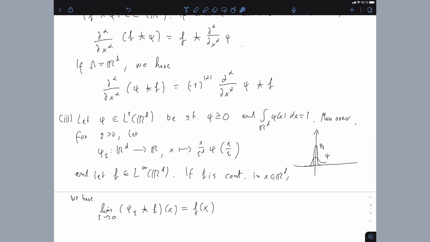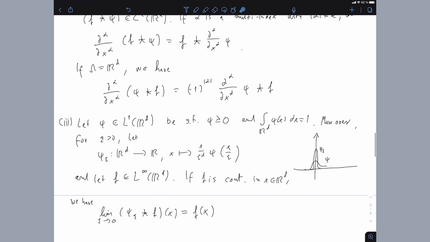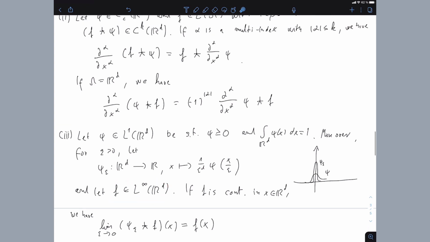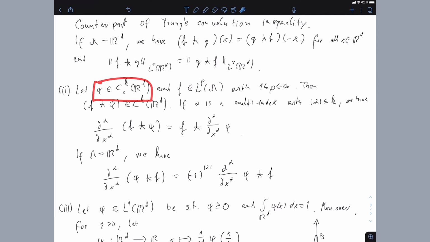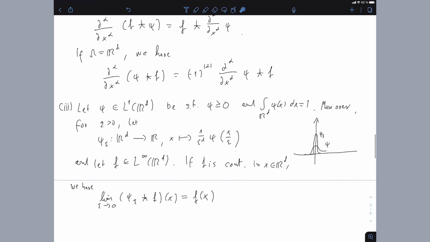Because we are averaging in a very narrow region that's getting smaller and smaller, this converges to our original value, if there's some continuity at this point x. And so this is a tool that helps us approximate functions. This is only for theoretical purposes, because the nice thing is we just need boundedness, and we know from before that if psi is differentiable, then this is also differentiable. So this gives us a way to approximate any function with differentiable functions.